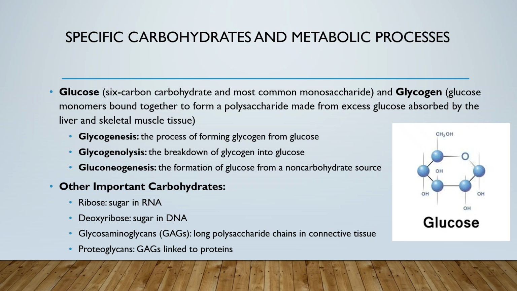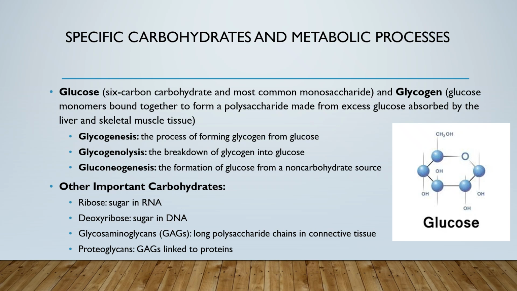Glycogenesis is the formation of glycogen from glucose that was previously stored. Glycogenolysis is the breakdown of glycogen into glucose, or energy release. And gluconeogenesis is the formation of glucose from non-carbohydrate sources, such as amino acids.